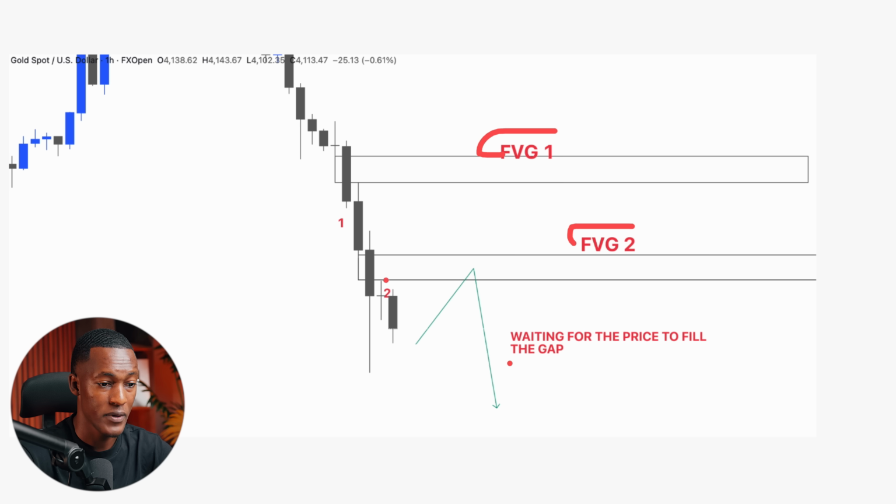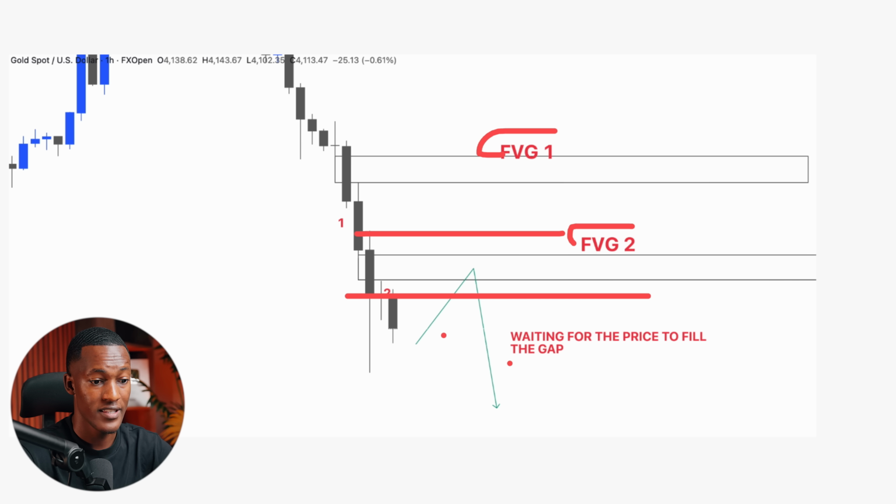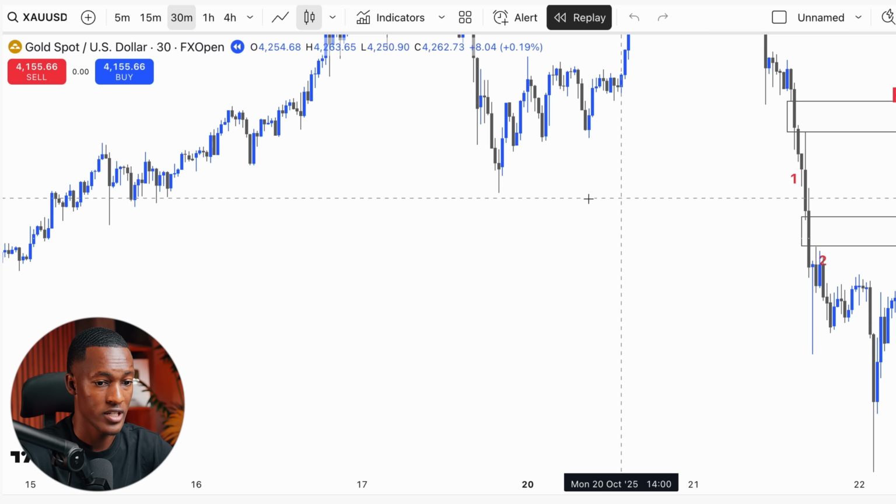Okay, so if the gap is big, let me give an example. Say we had a pretty much bigger gap like this. This makes it more valid than if we had a smaller gap just like this. So this shows that there is more possibility of this gap having to be filled for us to pretty much proceed and get our trade. So let's go to the charts and trace real examples.